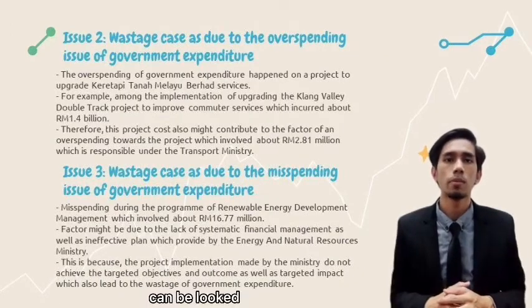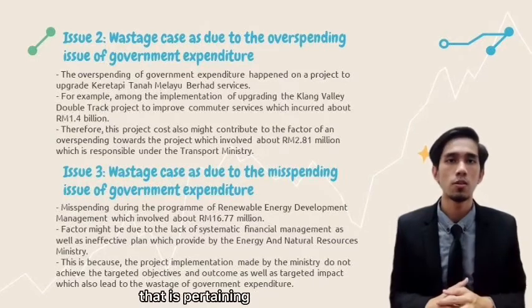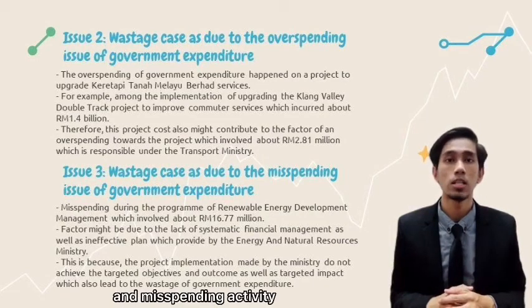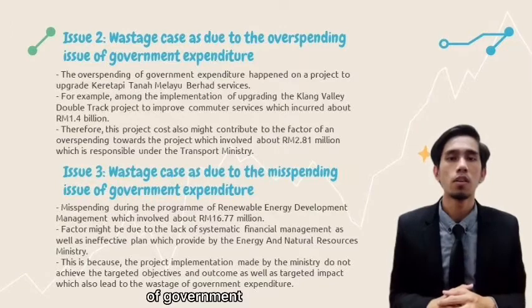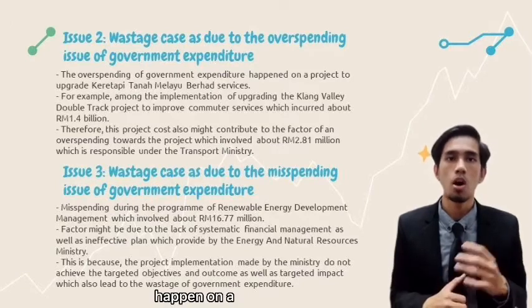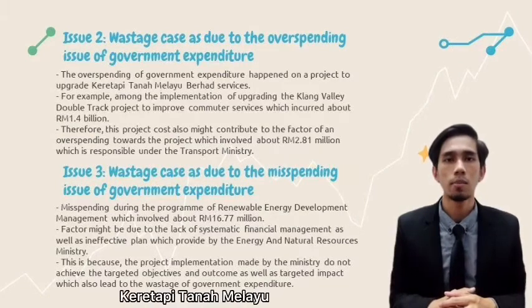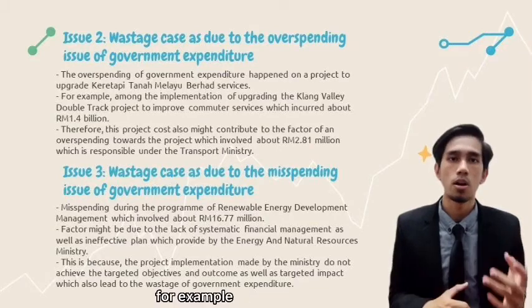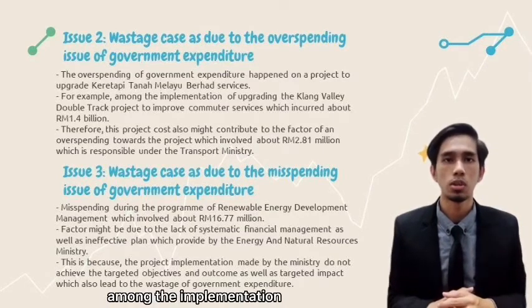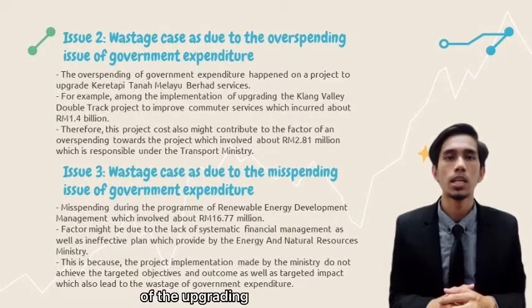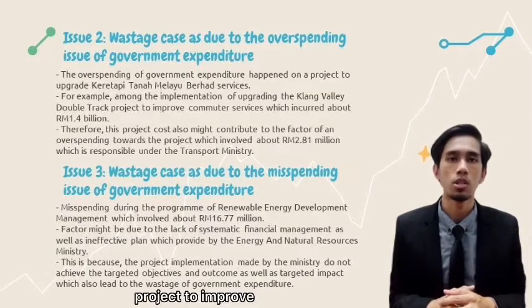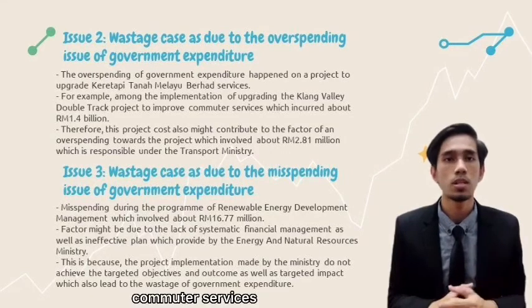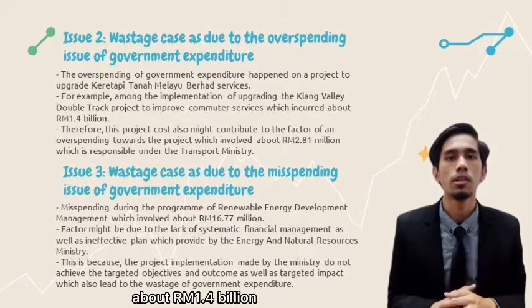Next, the other issue can be looked at through the case of wastage pertaining to overspending and misspending activity. The overspending of government expenditure happened on a project to upgrade Keretapi Tanah Melayu Berhad services. For example, this can be seen in the implementation of upgrading the Klang Valley double track project to improve commuter services, which incurred about 1.4 billion ringgit.